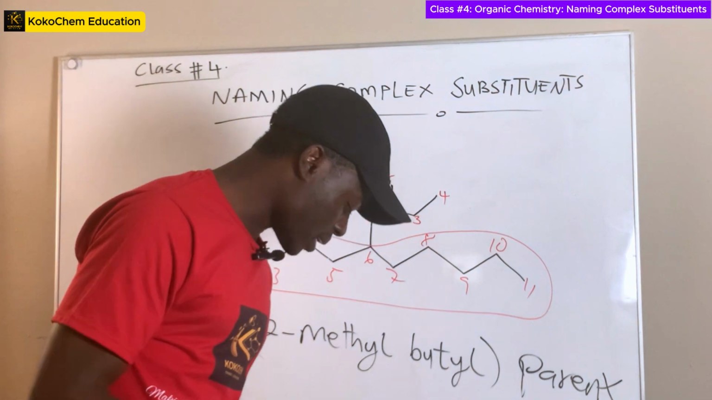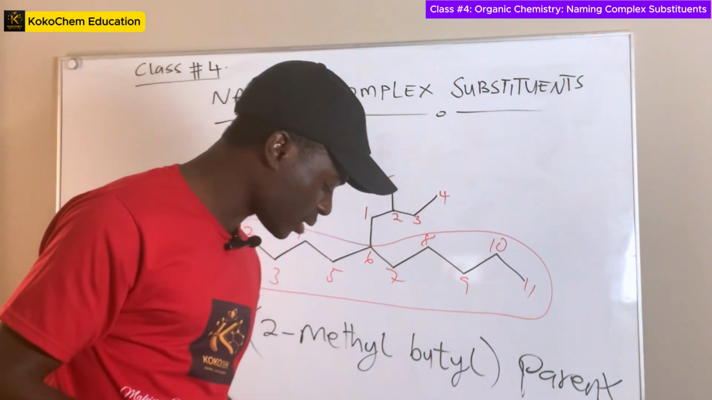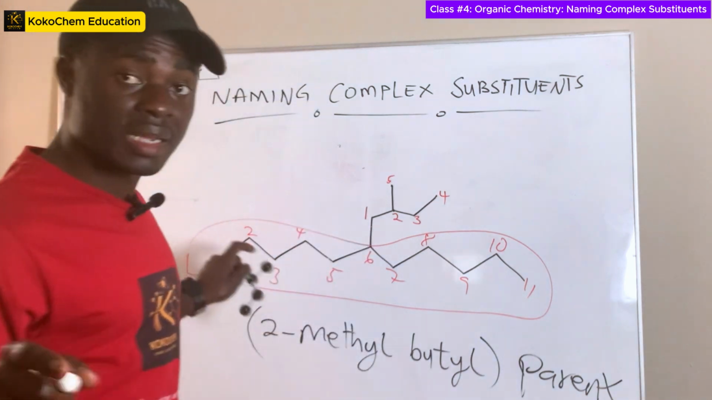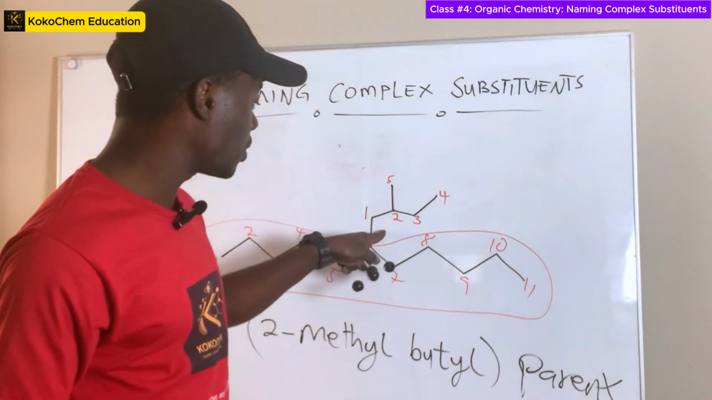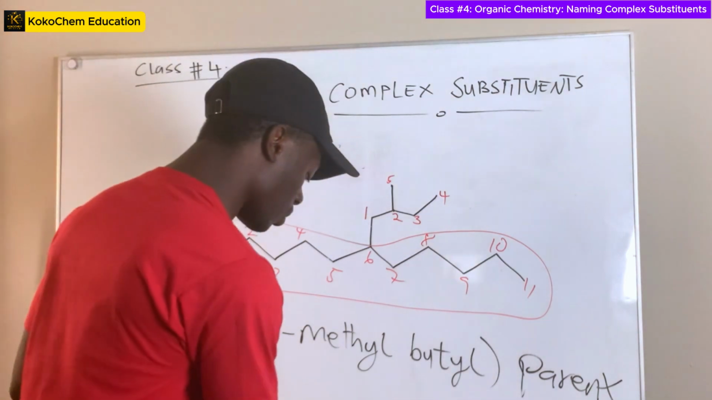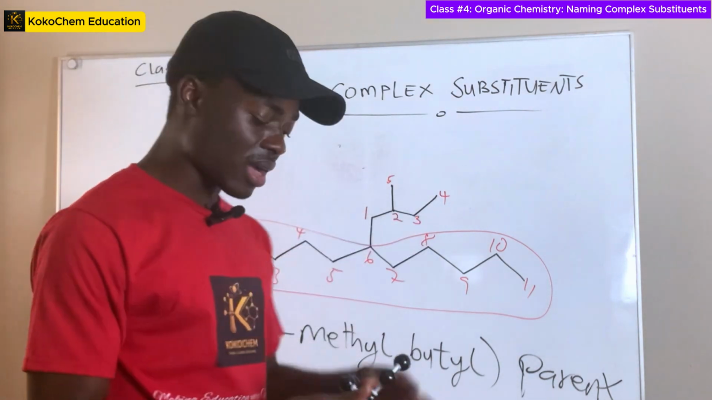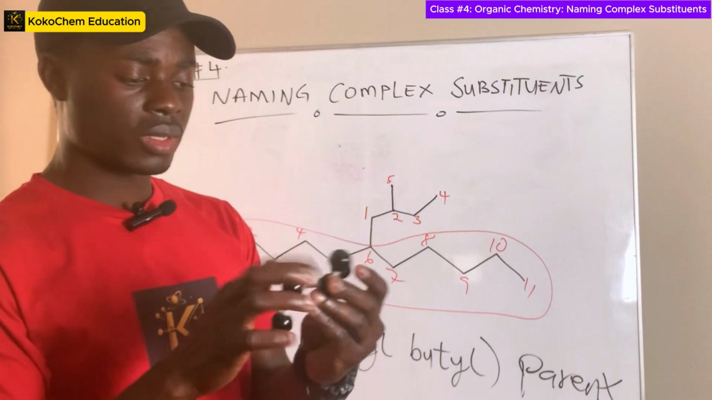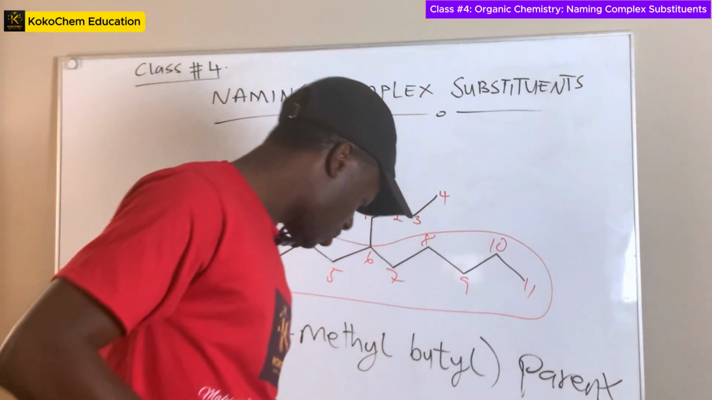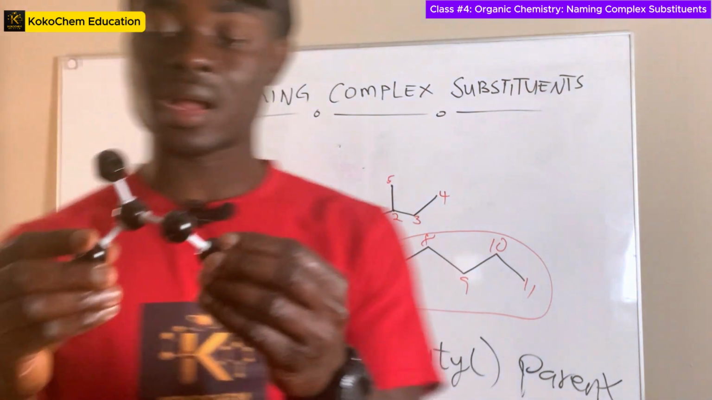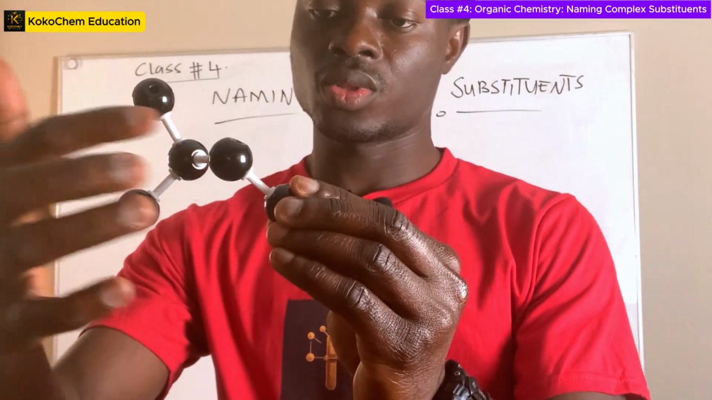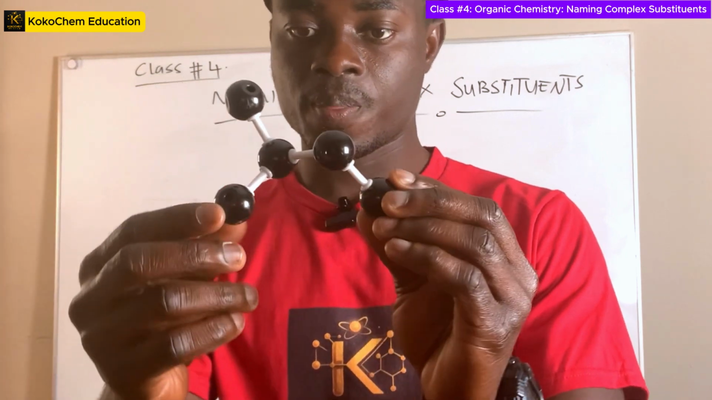Okay. Let me use this model kit and build it so you can see. I'm not going to build the entire 11 carbons. I just want to build the substituent for you to see what is going on. So we have 5 carbons. We will count 1, 2, 3, 4, 5. So let me add one carbon from this one, so that is 5. 1, 2, 3, 4.